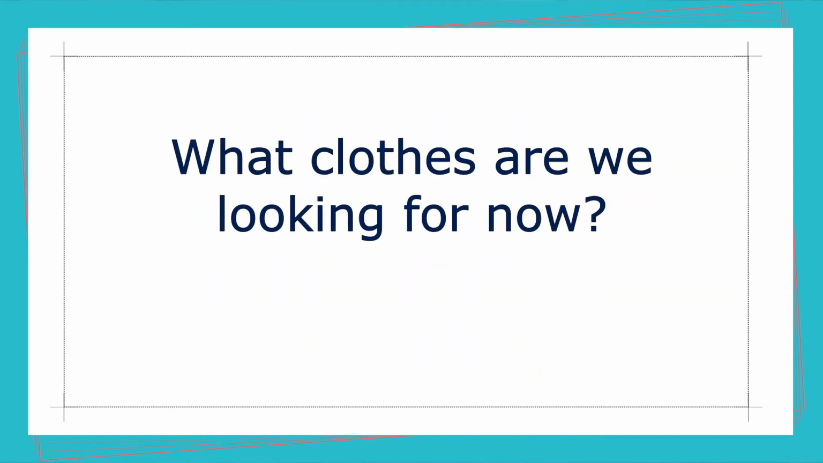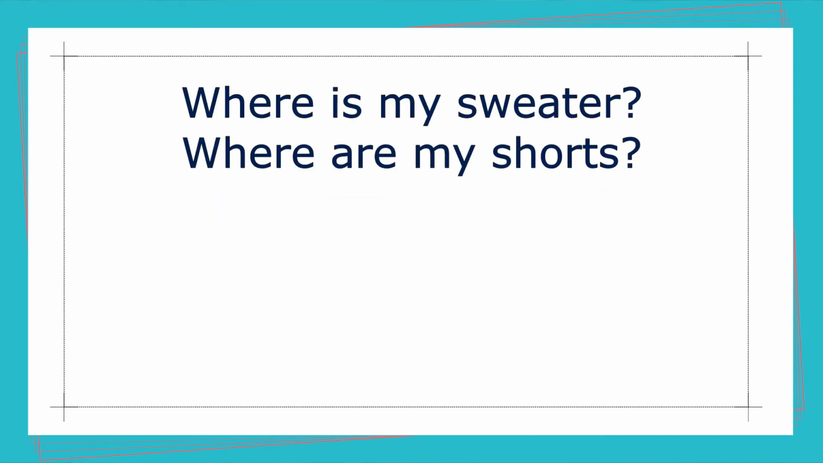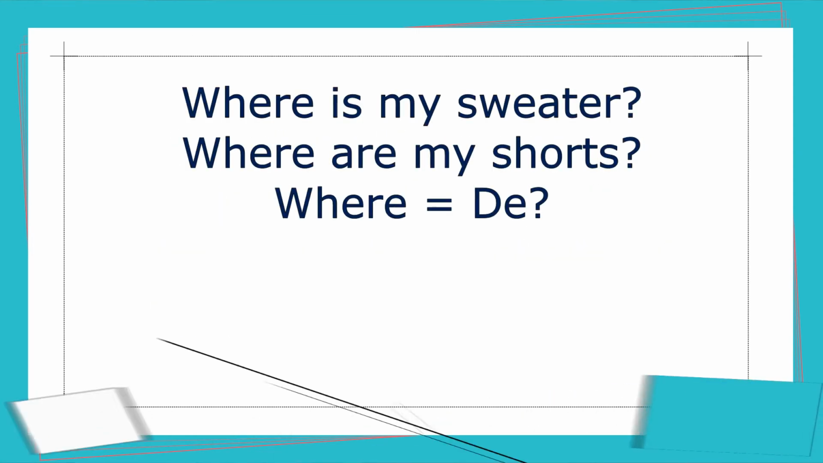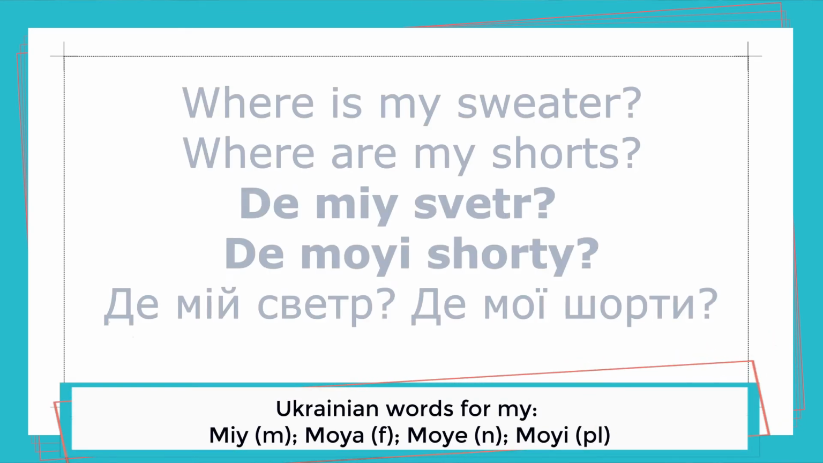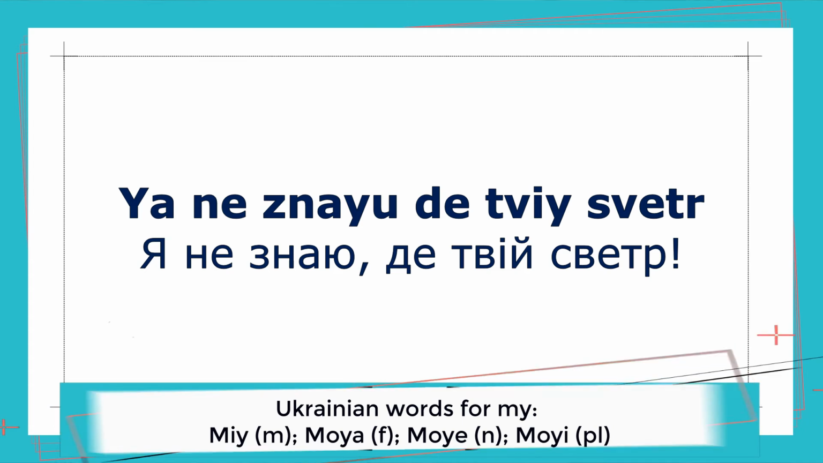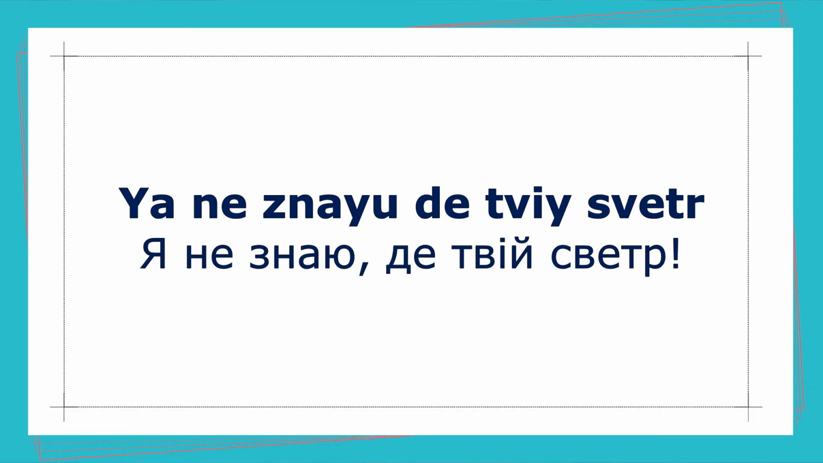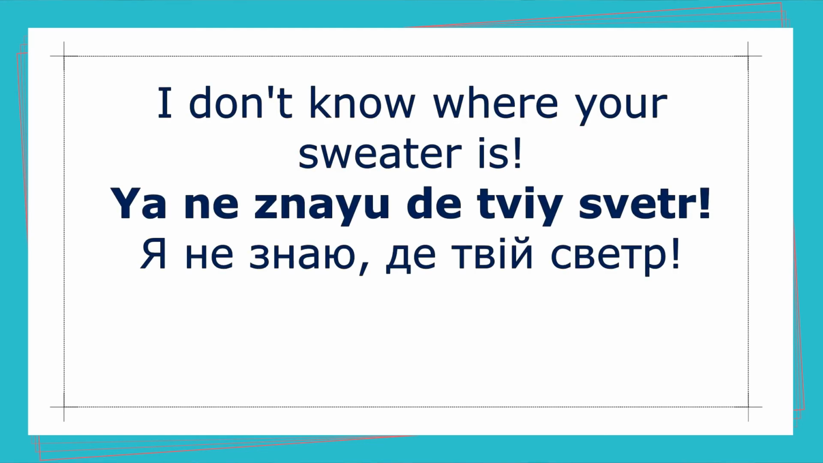We could use Мій светр and мої шорти. Мій светр і мої шорти. So how do you say, where's my sweater? Where are my shorts? Just use Де. Де мій светр? Де мої шорти? What do you think it means if I say, Я не знаю, де твій светр? I don't know where your sweater is. Я не знаю, де твій светр.